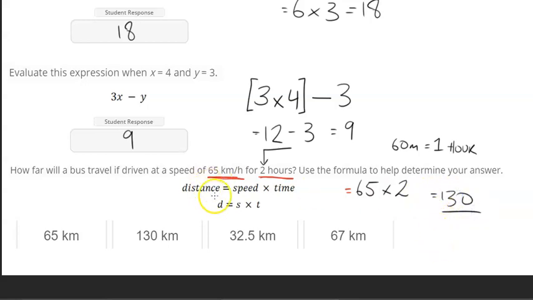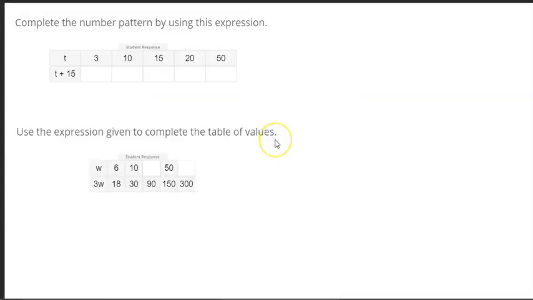So that makes sense. If I'm going 65 kilometers per hour, for every hour I've traveled 65 kilometers, after 2 hours I've traveled 130. That makes sense. So this answer here is 130. A few more questions here. You will get questions that pop up that look like this.